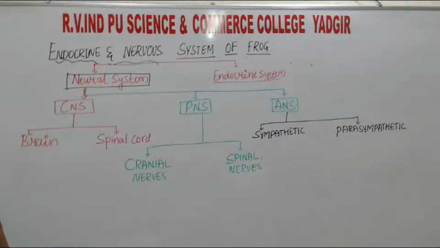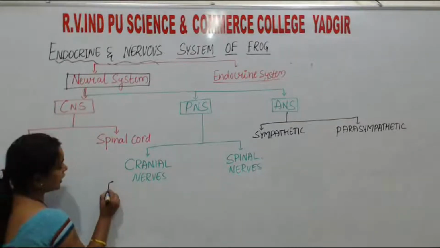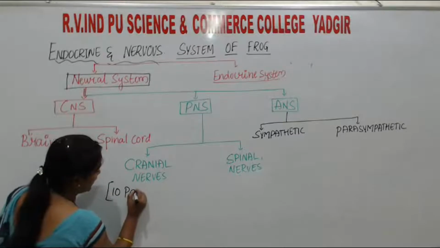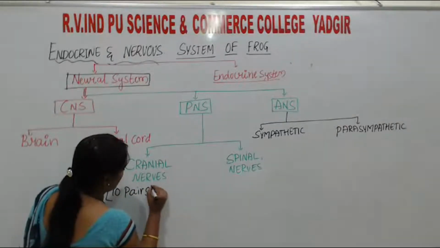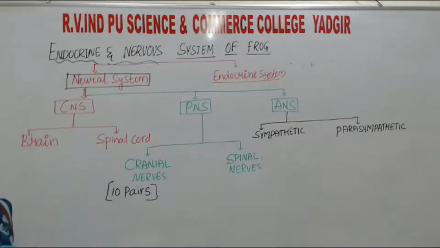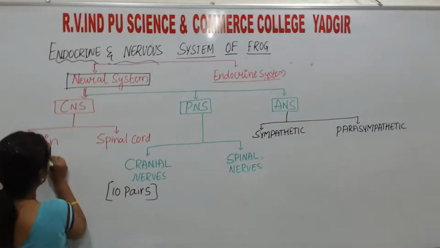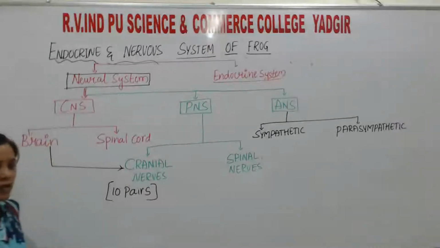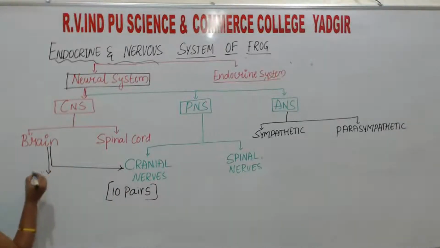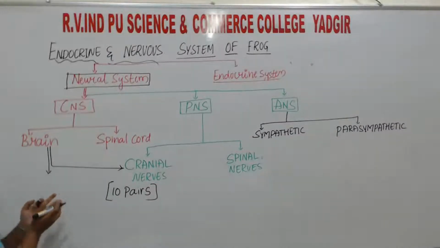In the case of cranial nerves, 10 pairs of cranial nerves are present. These cranial nerves come from the brain. The brain is enclosed by a bony structure, well protected by the bony structure called the cranium.